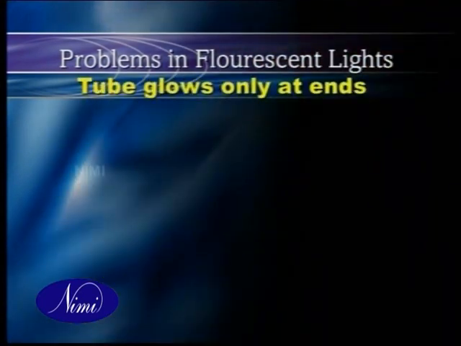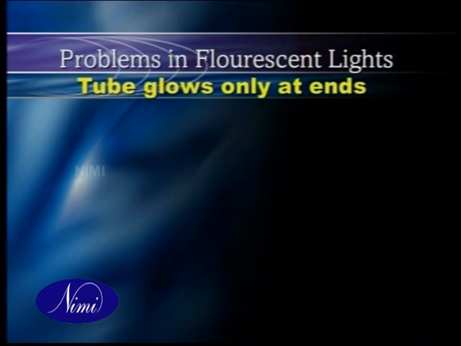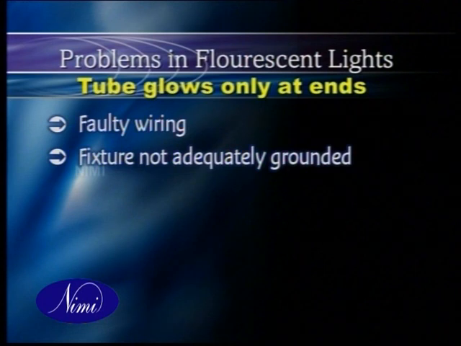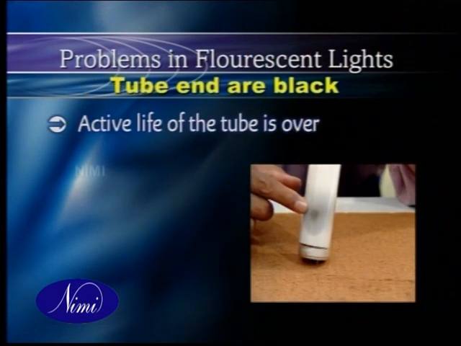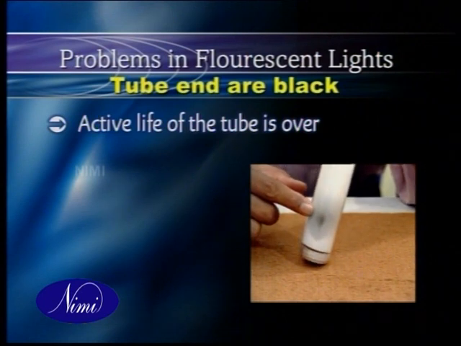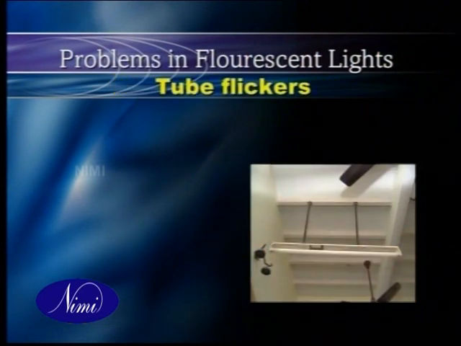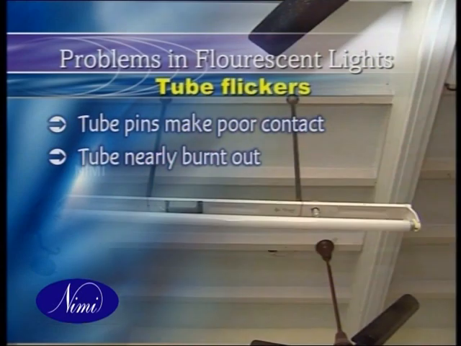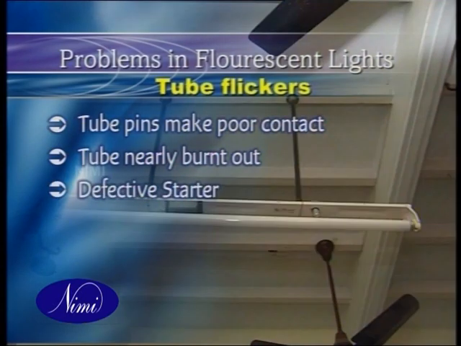If the tube glows at the ends but not at the center, it might be due to faulty wiring or the fixture not being adequately grounded. If the ends of the tube are black, it means that the tube's active life is over. If the tube flickers or blinks, it might be due to tube pins making poor contact, the tube nearly burnt out, or a defective starter. In this section, we have learnt about the various types of light bulbs and their principles of operation.